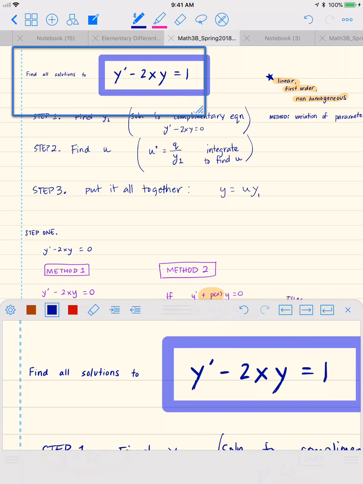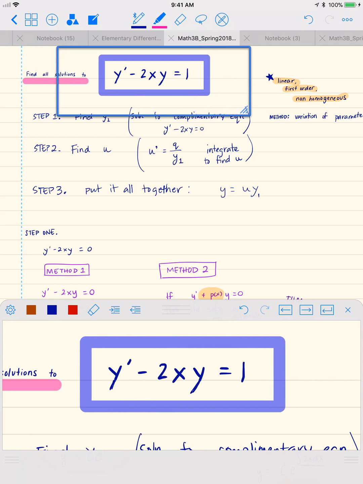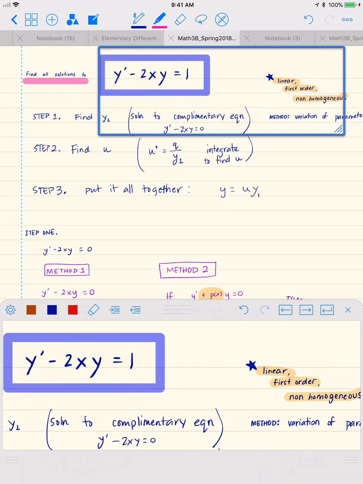Okay, so the question that we want to investigate today, or here's our first example. The goal is to find all solutions to the following differential equation. The differential equation is y prime minus 2xy equals 1. Now notice that this differential equation is linear. It is first order, right? Because the highest order derivative is 1, is y prime, and it is also non-homogeneous.